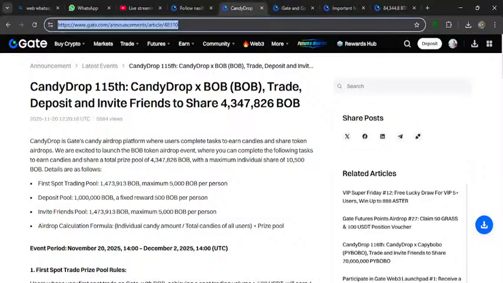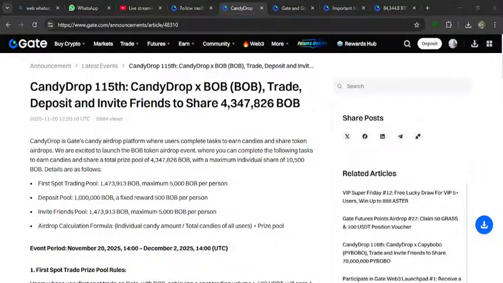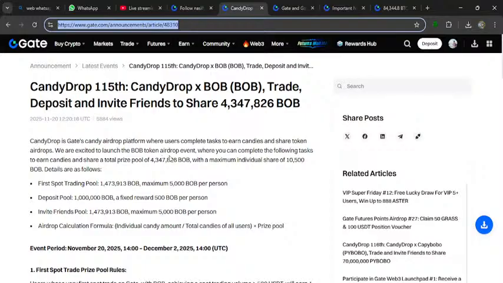And today I'll do the Gate CandyDrop Bob token project review. Look at this token: CandyDrop, 150th CandyDrop, X Bob. Trade, deposit and invite friends to share 4 million 3 lakh.